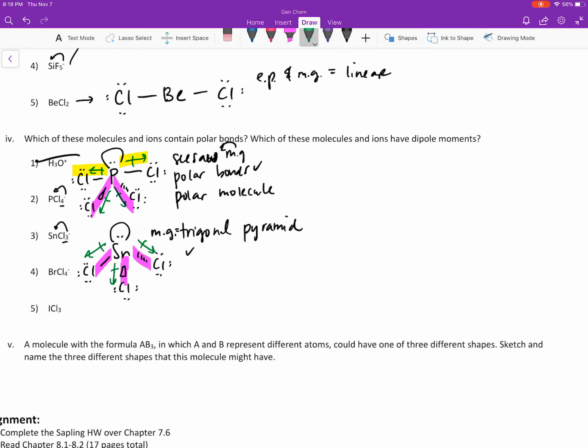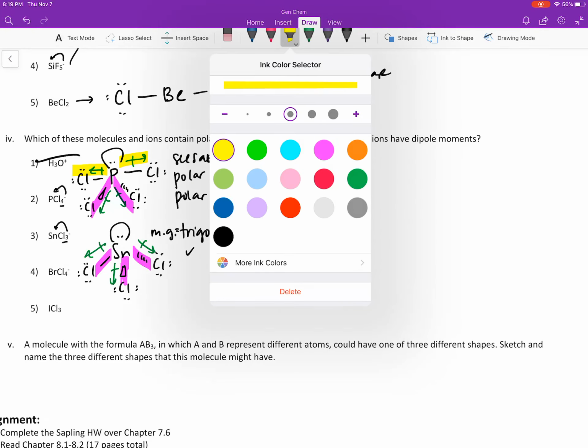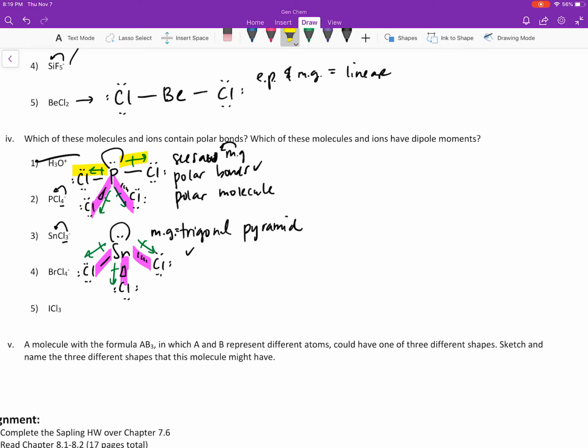Okay? Now, like the example above, in order for the green arrows to be canceled out, there would have to be something in that yellow area, a bond with another chlorine to cancel it out. But there's not, which means there's an unbalanced pull on the tin towards the chlorines. Okay? So not only does this have polar bonds, it is also a polar molecule. Okay?